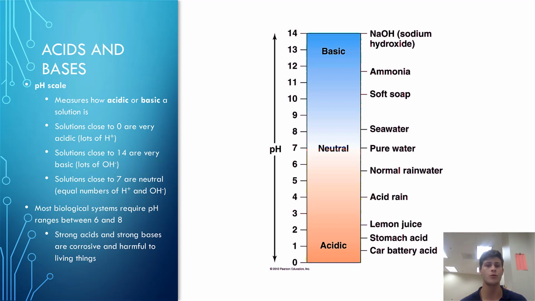You also should note that most biological systems need a roughly neutral pH, meaning they need a pH between 6 and 8. So you can't have a solution more than 8 and you can't have a solution less than 6 if you want things to live and thrive in it, meaning that strong bases and strong acids are both really, really harmful to biological organisms because they react with the tissues and the biological cells of those organisms.